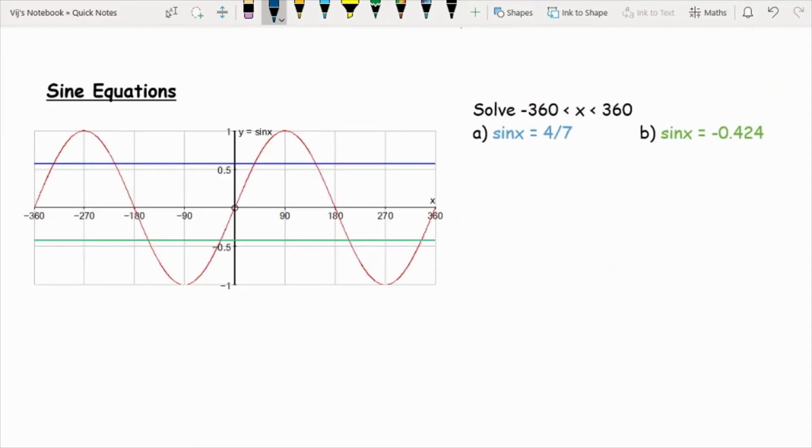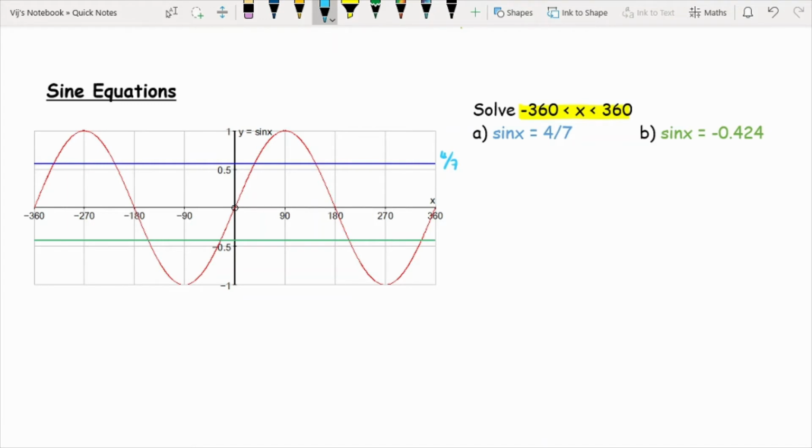So in the second set of examples, we're going to have a look at equations involving sine. So what I've done here is I've drawn the sin x graph from the range that we've got in the question, which is changed from -360 to positive 360. And in the first one, we're solving sin x equals 4/7. Now, as we've got sin x the subject, I can go straight on to drawing a horizontal line through y equals 4/7. So this blue line here represents 4/7.